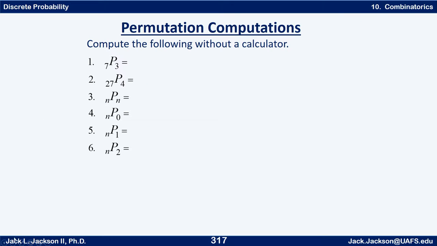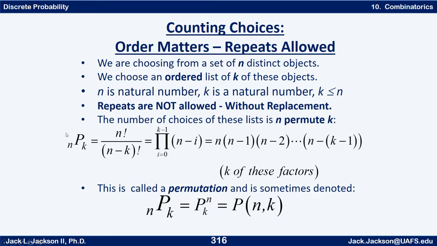So summarizing, we're counting choices where the order matters and repeats are not allowed. We're choosing from a set of n distinct objects. We choose an ordered list of k of these objects. Notice that n is a natural number and k is a natural number less than or equal to n. Repeats are not allowed, so this is called without replacement.